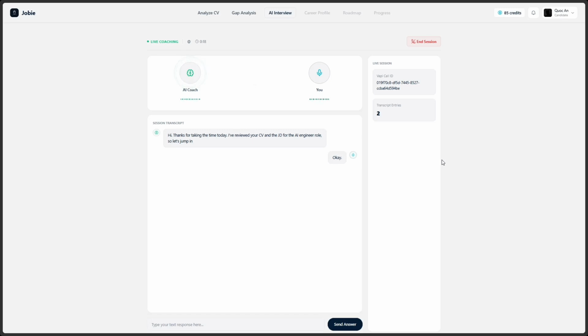Can you walk me through your most significant AI related project, including the architecture and your specific contributions to it? Well, I do have some projects, but I will list my most recent one, which is the real estate evaluation. And for my specific contribution, I was responsible for model training.